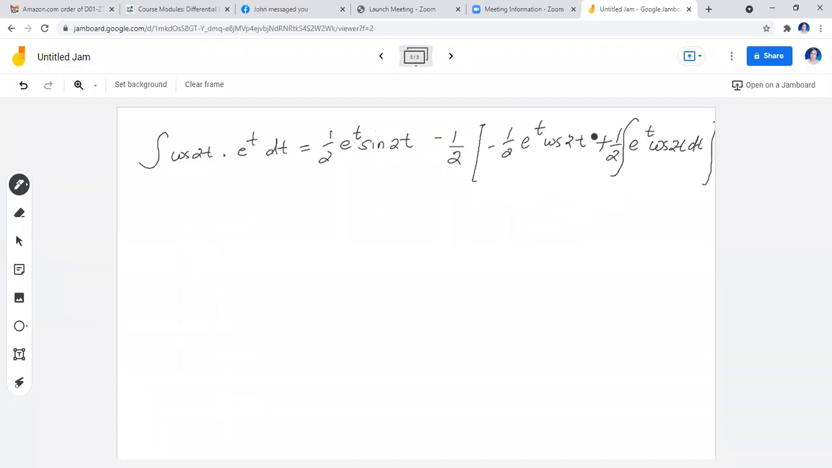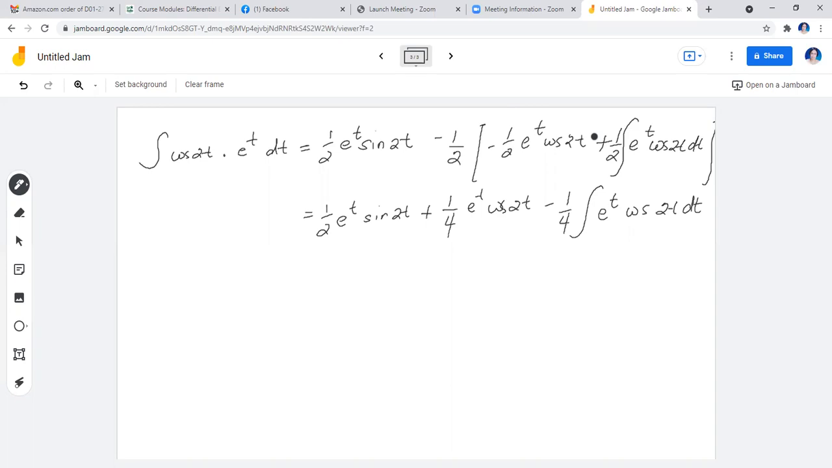So if we simplify, we have now 1/2 e raised to t sine of 2t. Now this 1/2 and this 1/2 negative, that would make it positive, 1/4 e raised to t cosine of 2t. And this, that will make it negative 1/4 integral of e raised to t cosine of 2t dt. Okay, this is all integral. I hope you can follow through. This is already finished last time.